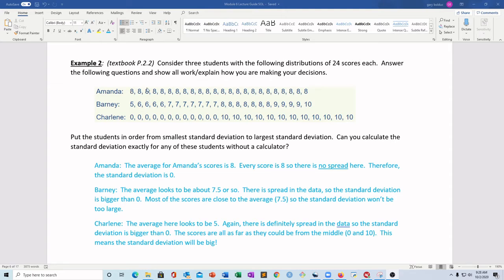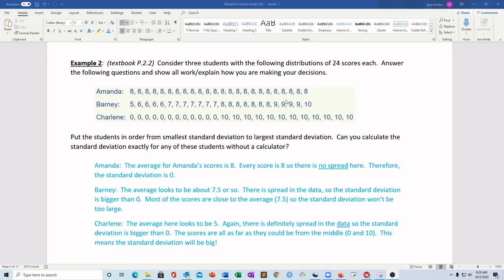No, there's not any spread. They're all the same exact value. So if the standard deviation is supposed to measure spread, and there is no spread, then that means there is no standard deviation. To be more specific, it's 0.